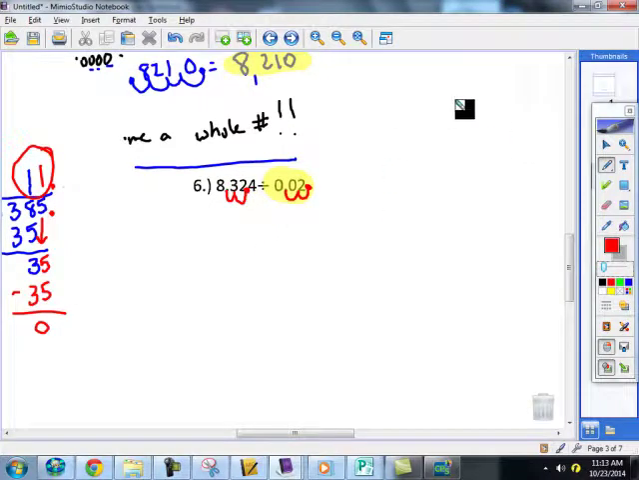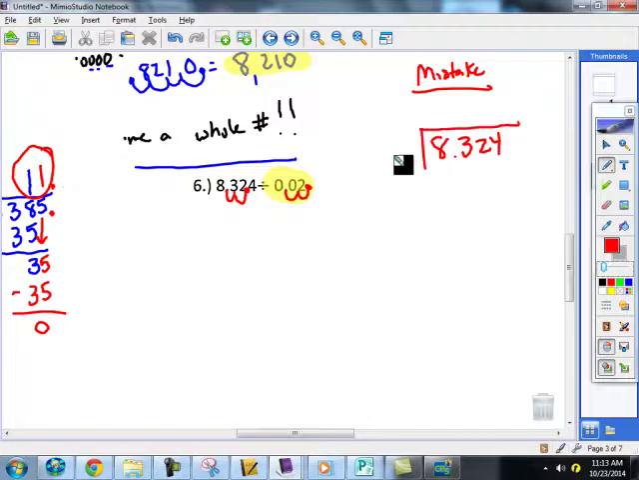Let me show you the mistake. This is the mistake that students make, and this will be the last one, I promise. This is what they do. Students write this out, and they go, oh, here, they say 8.324, because that goes inside the house, divided by 0.02. They write it just like this, and then they go, okay, both numbers need to become whole numbers. 1, 2, and they move the decimal. That's how they do it.